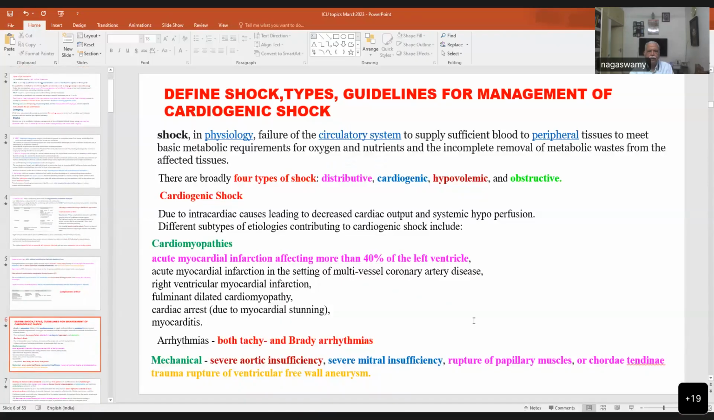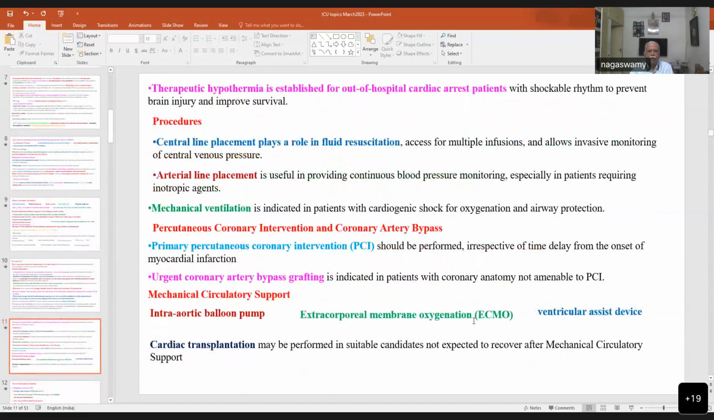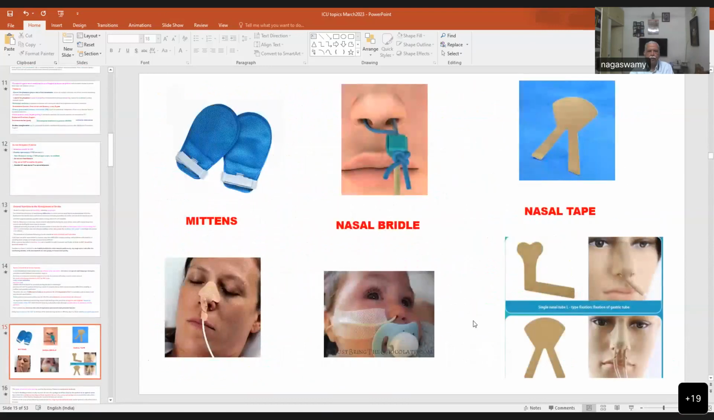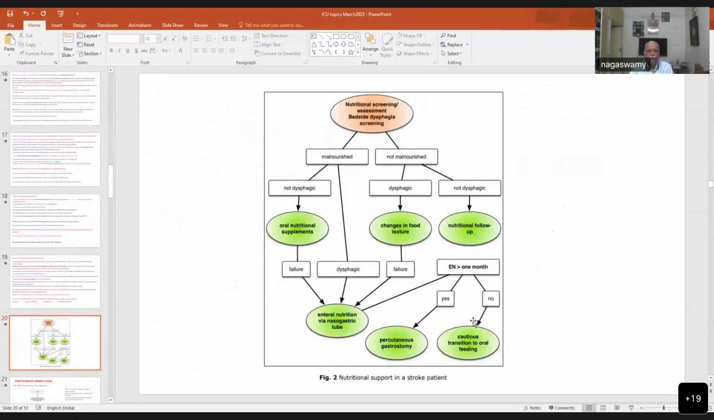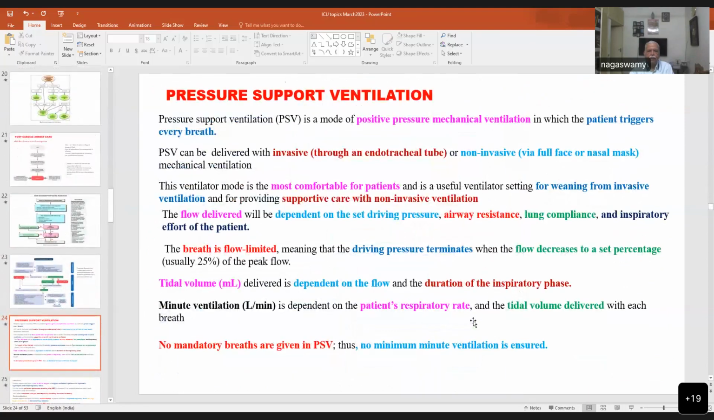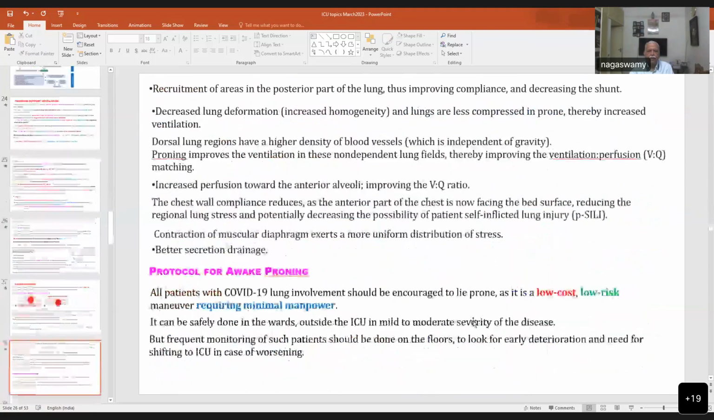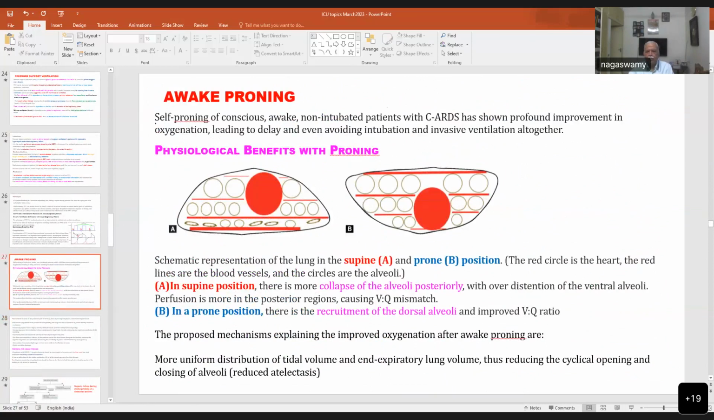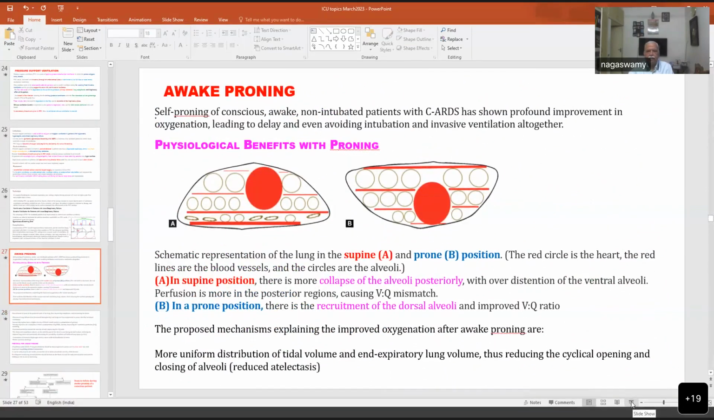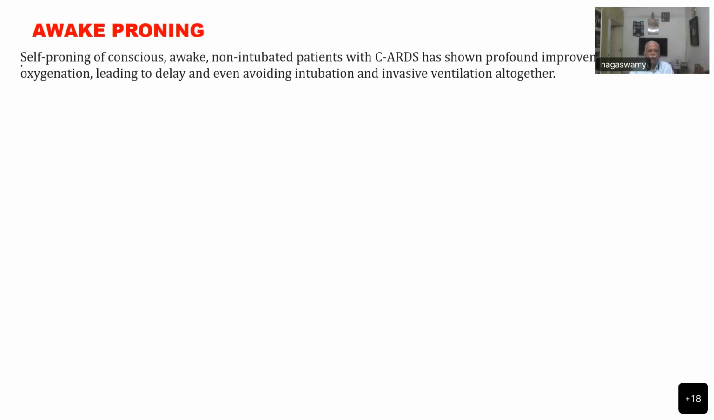That's all. Otherwise, most of the points she has mentioned are the same. I am also going to just show you quickly. This is the awake proning. A little larger slide for you to see. So it's a self-proning, conscious, awake, non-intubated patient.